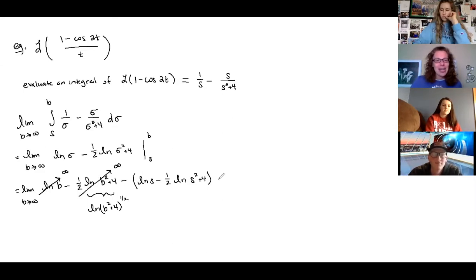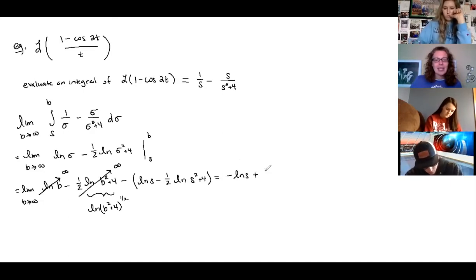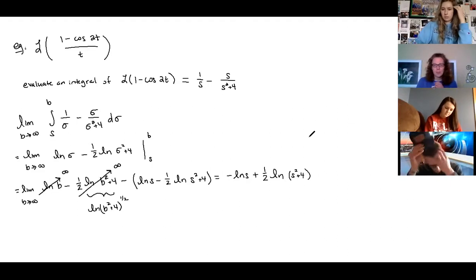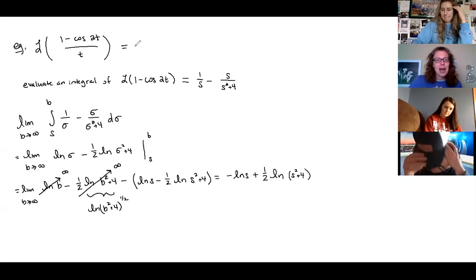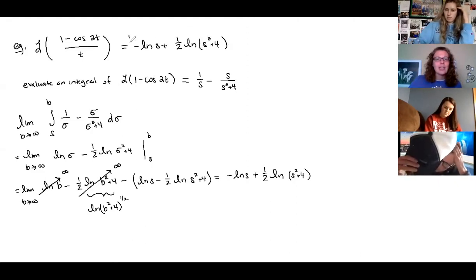And so therefore, my answer, if I distribute my negative through, is going to be negative natural log of s plus 1/2 natural log of, we'll throw that in parentheses, s squared plus 4. So if I distribute my negative through, the first part ends up being 0. And that is my answer. So going back up to the top, negative natural log of s plus 1/2 natural log of s squared plus 4. That's my transform in this case.